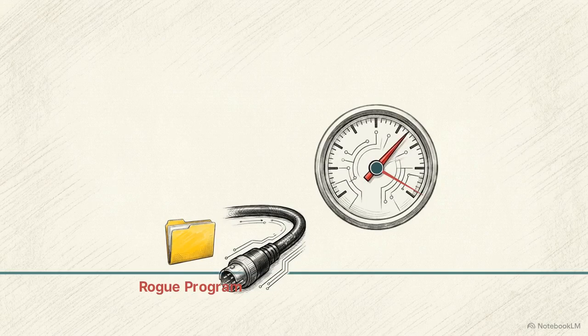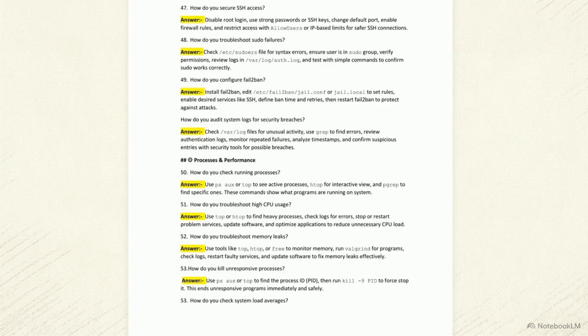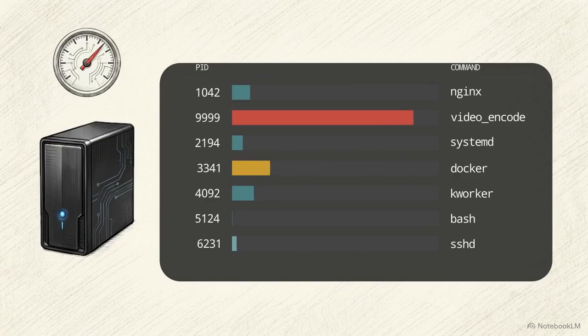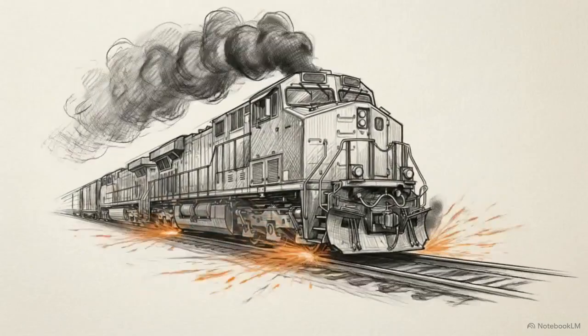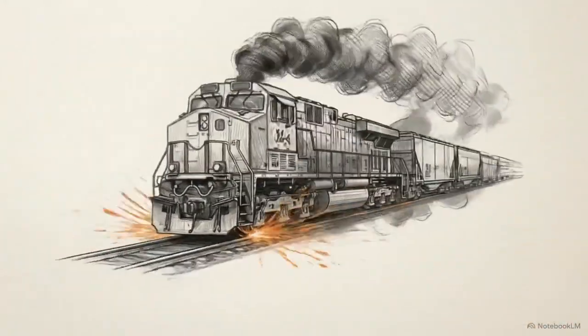To see exactly what is pushing the engine so hard, mechanics use live diagnostic dashboards. In Linux, you open tools named top or htop. They provide a real-time monitor of your system's heartbeat. These tools rank every single active program by how much energy it is draining. You watch the list update live, instantly revealing exactly which specific application is acting like a runaway train.